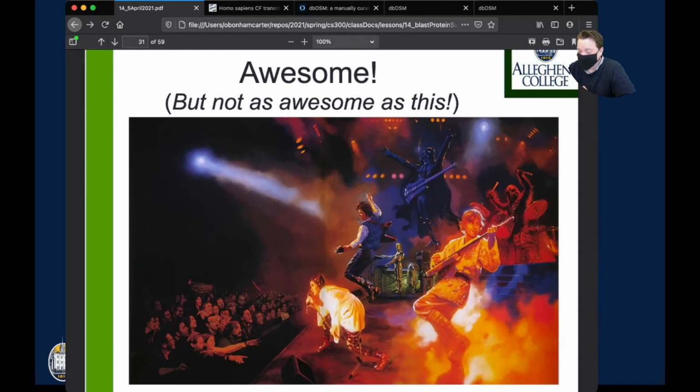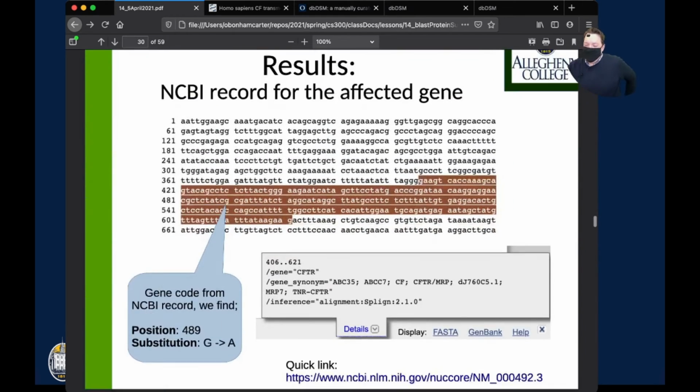But it's not as awesome as this picture here. Let me just tell you, there's nothing awesome. Look at this. We have Shui on the drums. We have Darth Vader with an electric guitar. We've got Luke Skywalker. I mean, that is awesome. But this is more awesome. Anyway, I'll move on here.